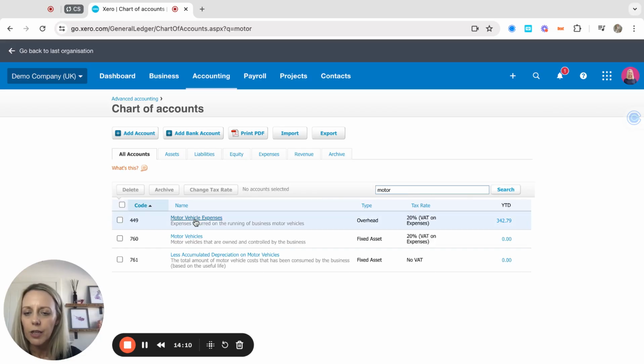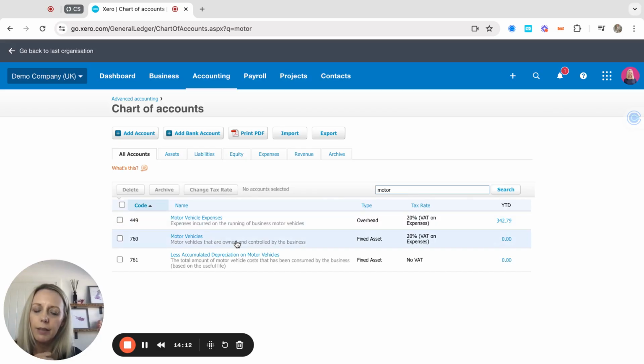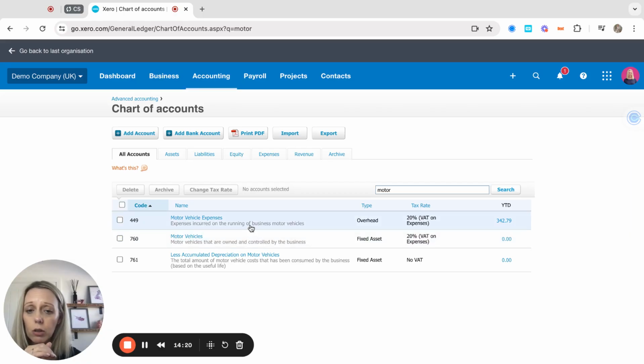And as I mentioned earlier, the difference between the overhead and the fixed asset. So the overhead would be something that's more of an ongoing expense. In the case of motor vehicles, that would be more like the running costs rather than the actual car itself. We will talk more about differentiating between the two when we go into fixed assets. So that's an overview of the chart of accounts.